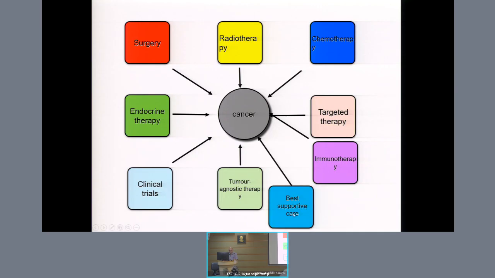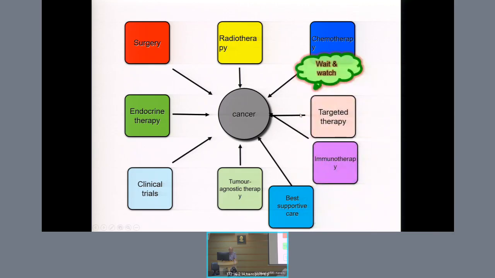Then the best supportive care means there is no specific treatment. You just relieve the symptoms. If the patient is having pain, you give a painkiller. You normally give opioids, morphine. We have pharmaceutical preparations, and that is the best painkiller. If the patient is having vomiting, you just give antiemetics. So it's symptomatic treatment.